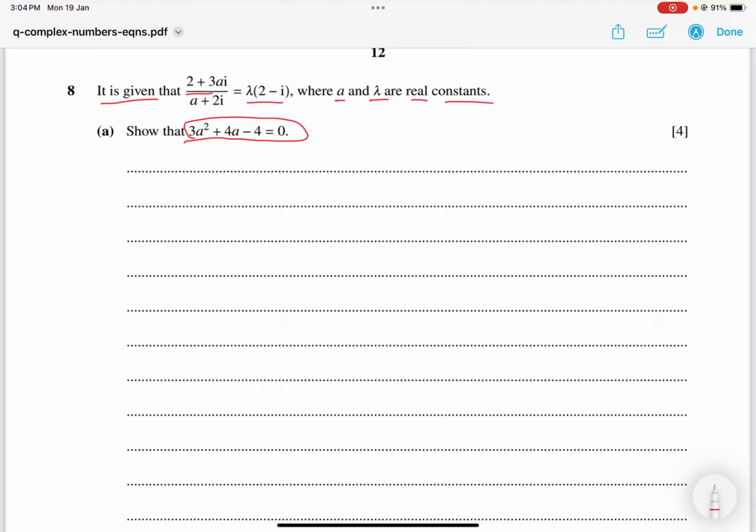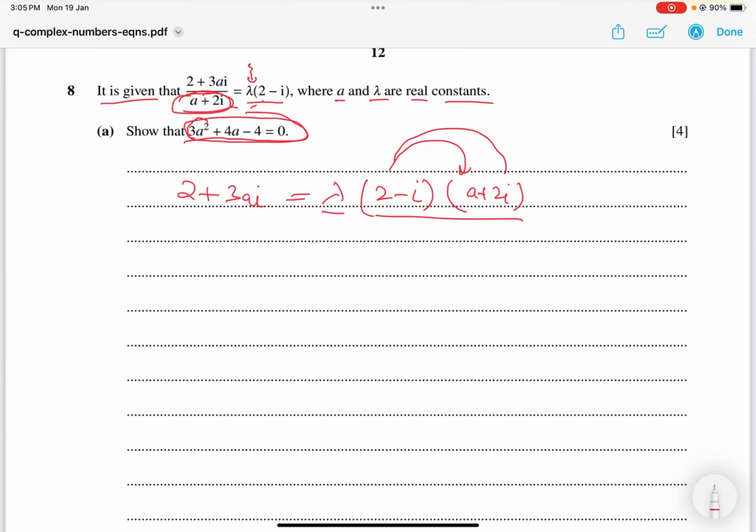I will tell you how to find the value of lambda in terms of a, because I want every value to be in terms of a, right? And this lambda is the problem. So let us solve the problem. We will send this to the other side. So it would be 2 plus 3ai equals to lambda times 2 minus i times a plus 2i. Yes or no? Multiply the brackets and multiply them by lambda as well.